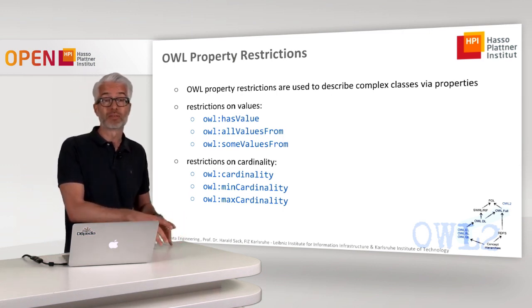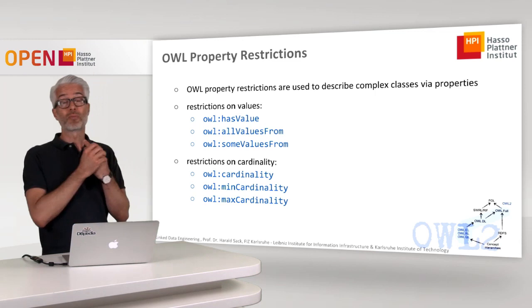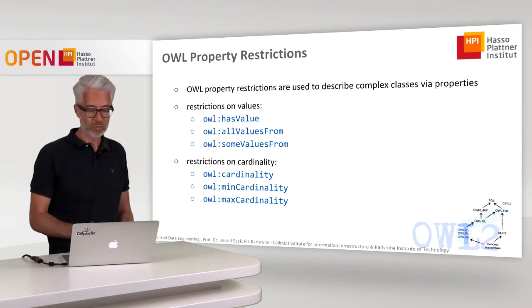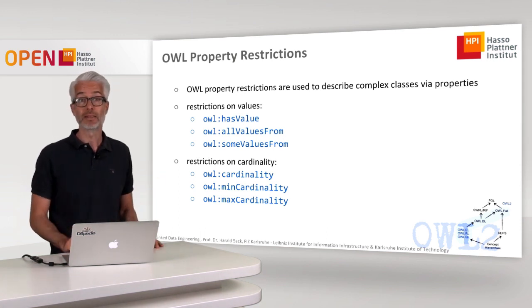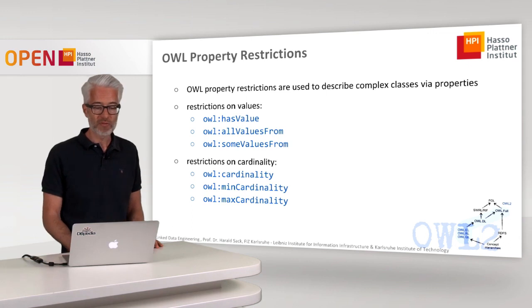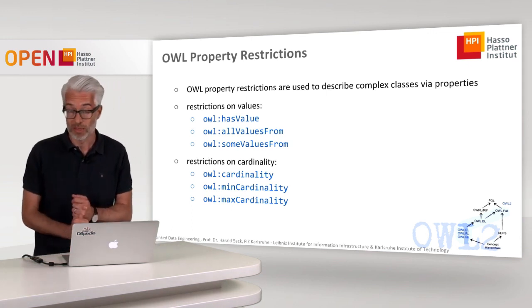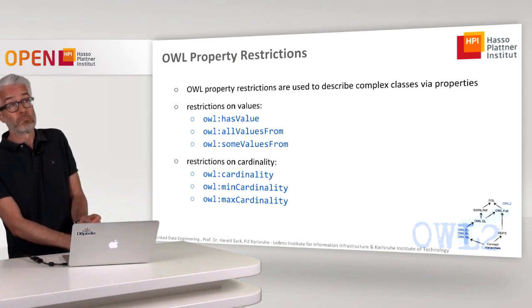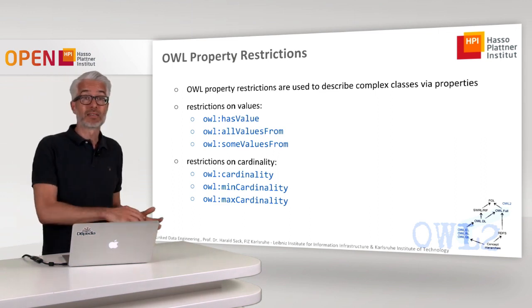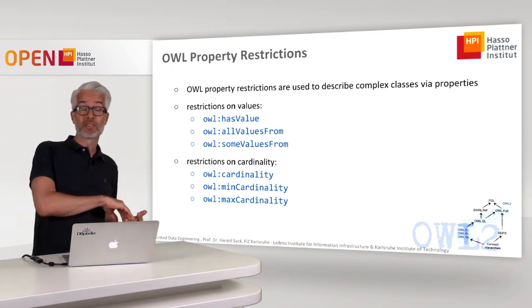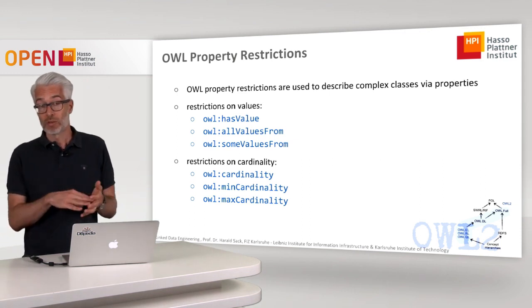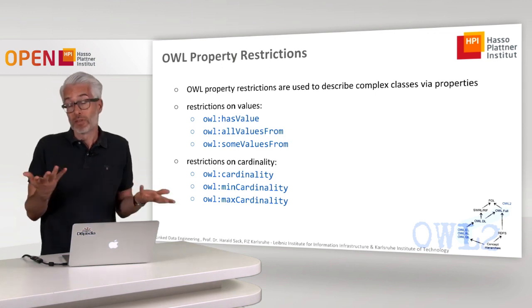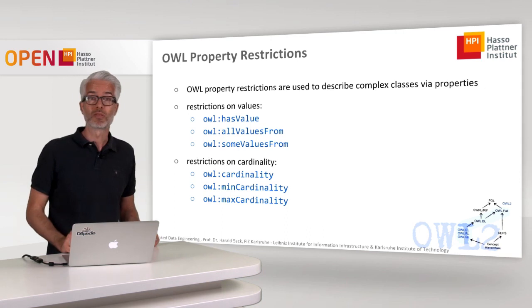Likewise, we have described classes. We can now use property restrictions to define also complex classes. So we have several keywords which are introduced here and which I will explain in detail to you in the following slides. First, we have restrictions on values of properties with which I can define classes. So for example, I could define a class that all members of the class have a specific property or attribute, and this property must have a specific value. This is a complex class description based on property restrictions.